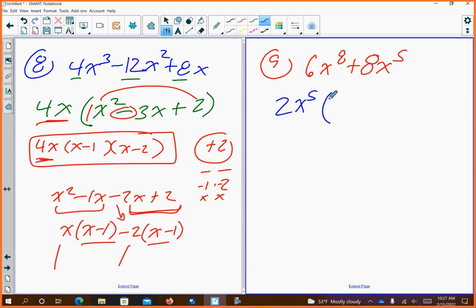If I factor a 2 out of 6, I'm left with 3. If I factor an x to the 5th from x to the 8th, how many x's are left? 3, so x to the 3rd. Plus, if I factor 2 out of 8, I'm left with 4. And I factored all the x's out. It's done. You don't go any further.